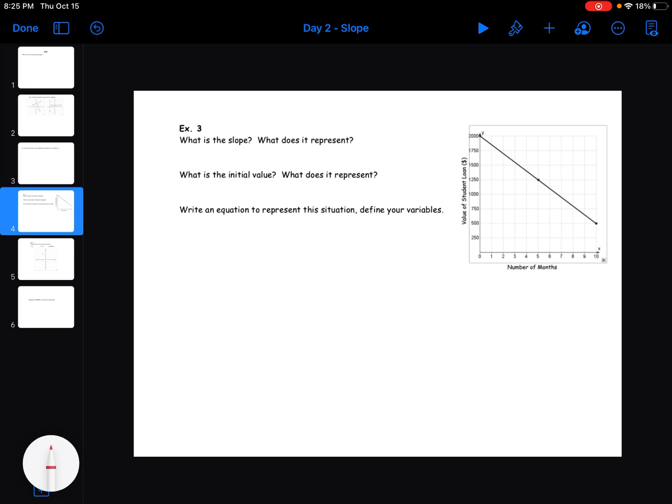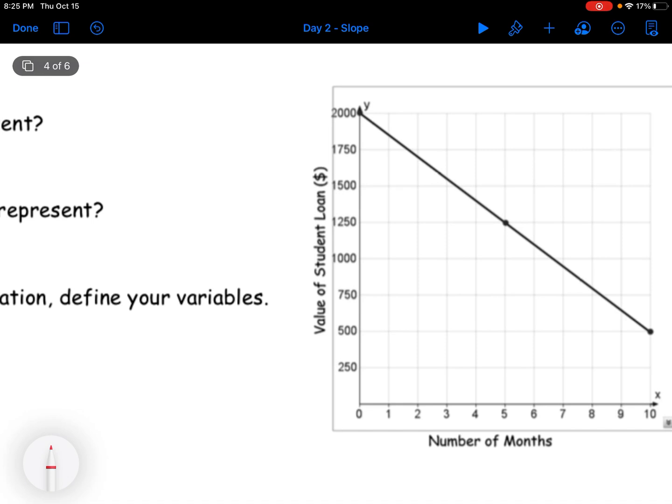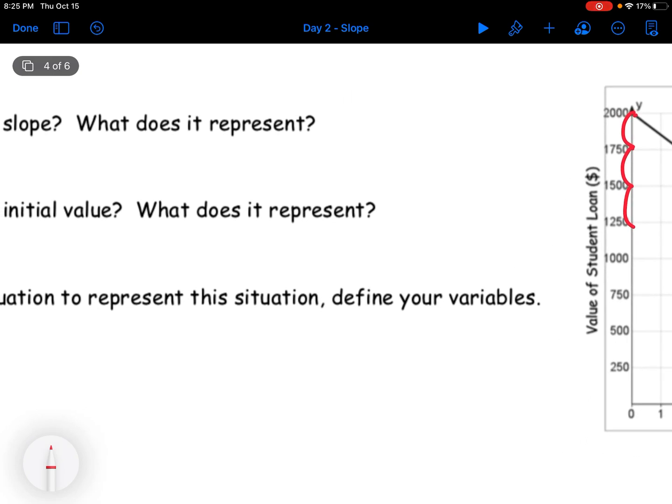Okay, so what is the slope of this graph? Now, the biggest thing that people mess up here is the slope of this graph. They go 1, 2, 3. Okay, it's gone down 3. 1, 2, 3, 4, 5. It's gone over 5. Well, that's right, but it's actually gone down 250, 500, 750. So it's gone down 750, and it's gone over 5. So the slope is -750 over 5.